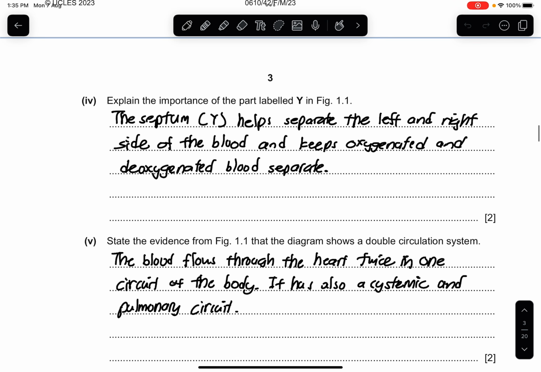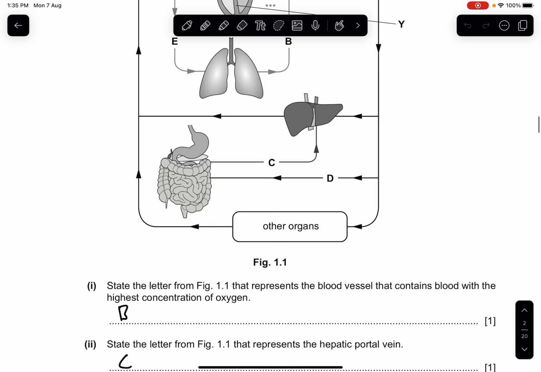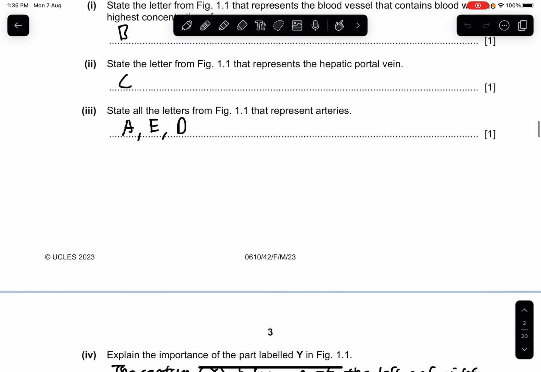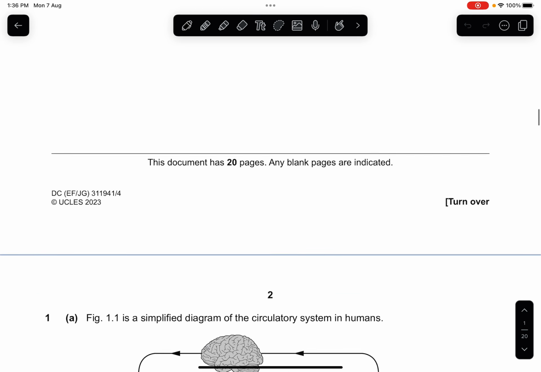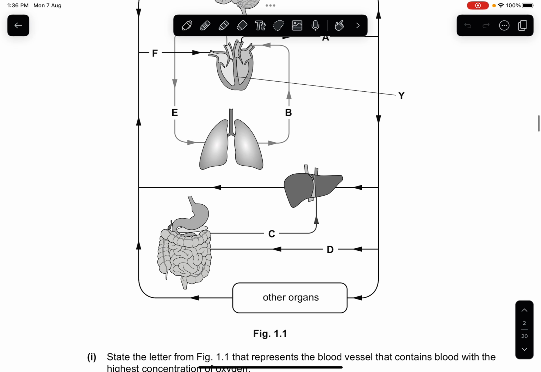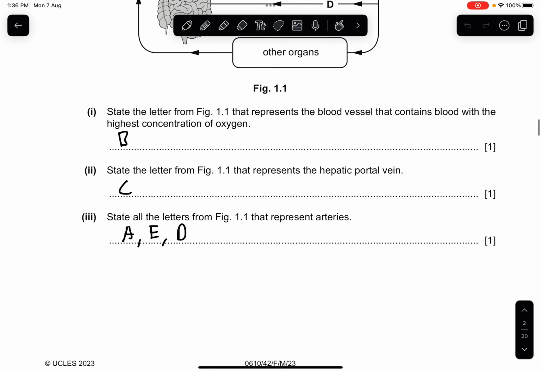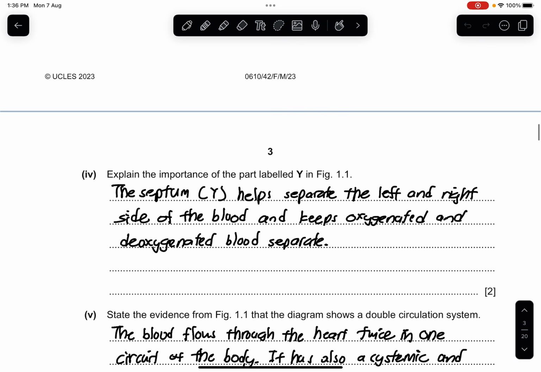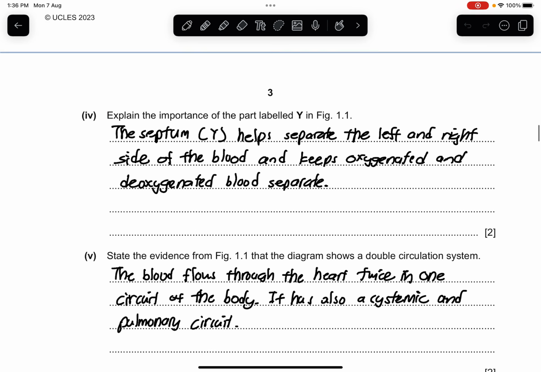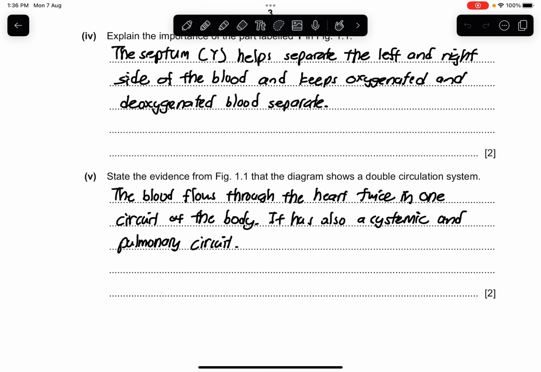Explain the importance of the part labeled Y in Figure 1.1. They are asking for the part labeled Y, and you can see the label there. Y is the septum. Since this is 2 marks, you just have to state what Y is and what its function is. The septum helps separate the left and right side of the heart and keeps oxygenated and deoxygenated blood separate.